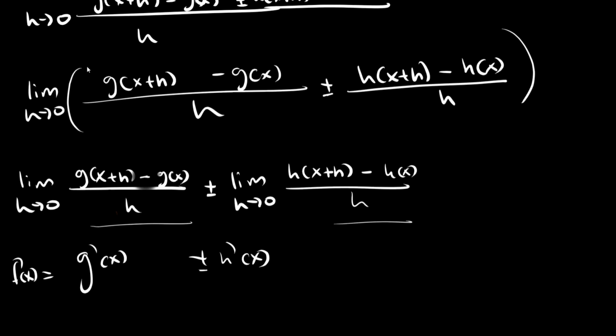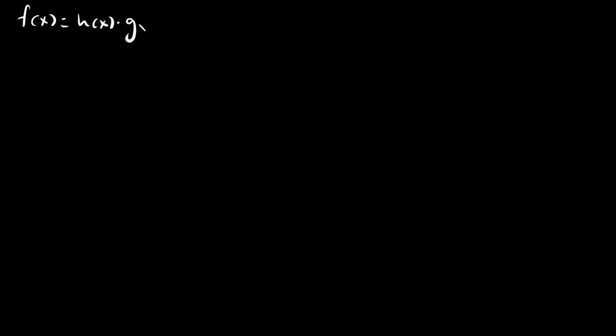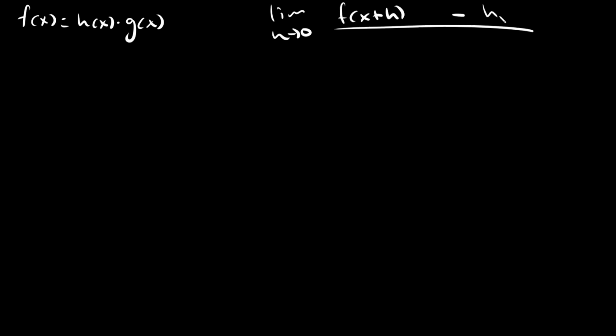All right, now let's go to another rule. Let f of x equal h of x times g of x. Let's find out the rule for that. As you should know, I'm just going to write the derivative limit here. I'm just going to write this equation so you don't forget it. This is very important. We're going to use it to prove the rules.